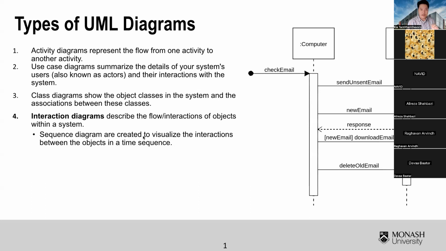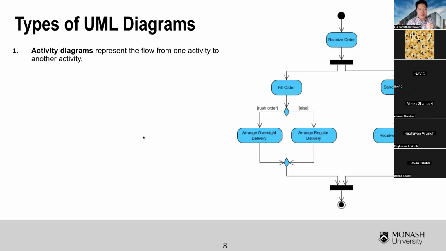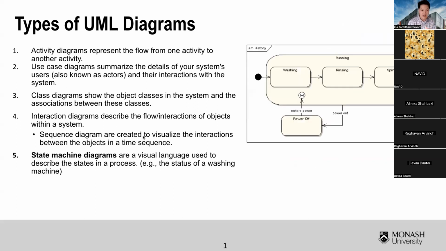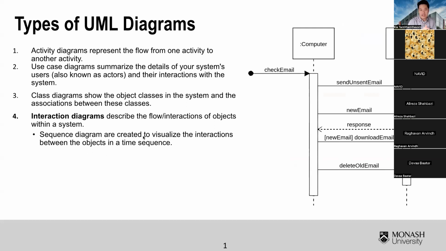There are different types of interaction diagrams. I think one of them is the sequence diagram, which is this one. So basically we visualize the interactions between the objects in a time sequence. That's a keyword here. We visualize the interactions of the objects in a time sequence, which is different from the activity diagram. The activity diagram is not in a time sequence at all. It's the flow. But the sequence diagram visualizes the interactions of the objects in time sequence. That's a key point.